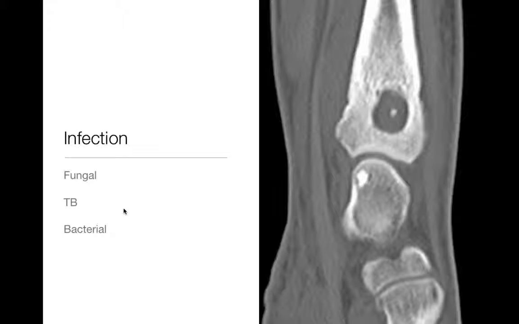Sometimes TB has more typical manifestations, but just a nice example here, geographic lytic lesion, the central bony sequestrum, which is typical of a Brodie's abscess. This is the distal radius on a CT scan. So Brodie's abscess or infection is on your list of differentials.